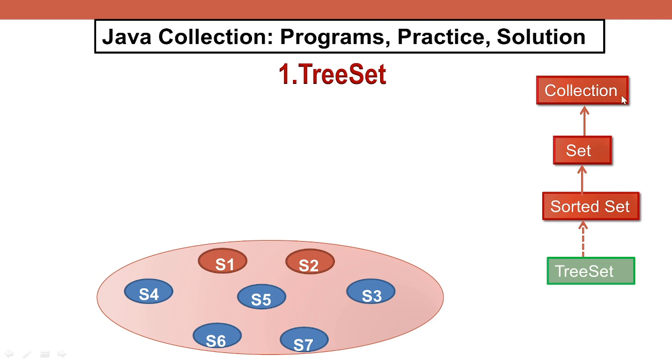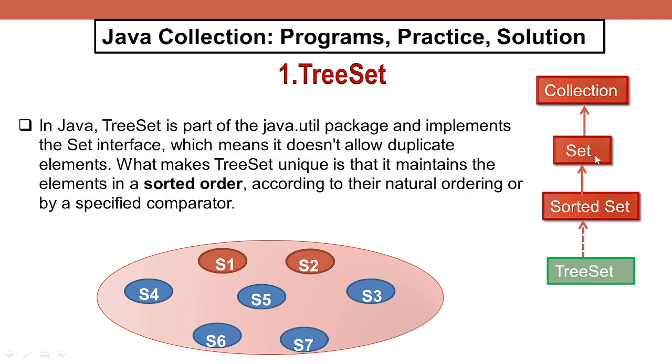The collection interface is the root interface of the collection framework, and set is the child interface. Set does not allow duplicates and it does not preserve insertion order. But sorted set preserves sorting order. So these interfaces' implemented class is TreeSet.